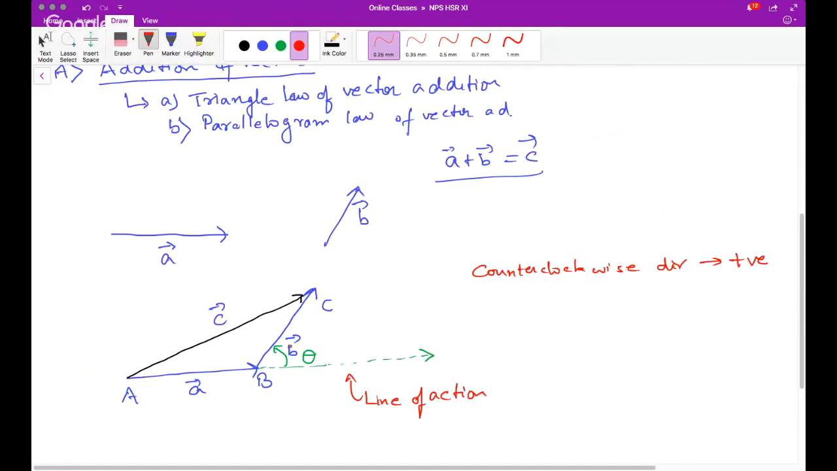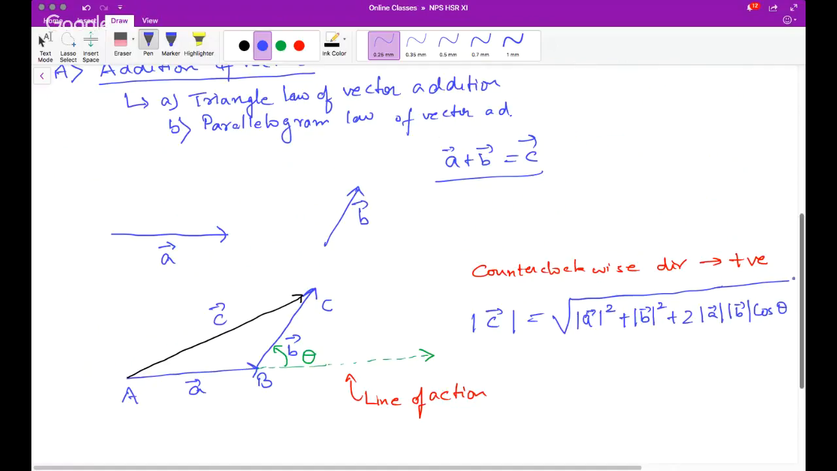So let's say vector B makes an angle theta with the line of action of A. Then we know that the magnitude of C, that is the resultant vector's magnitude, is given by the square root of magnitude of A squared plus magnitude of B squared plus twice the magnitude of A times the magnitude of B times cos theta.